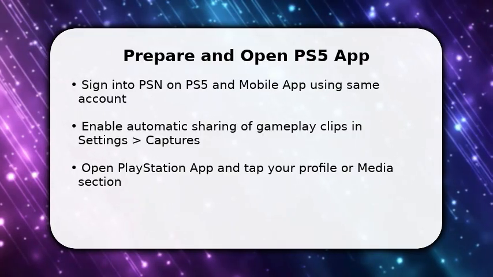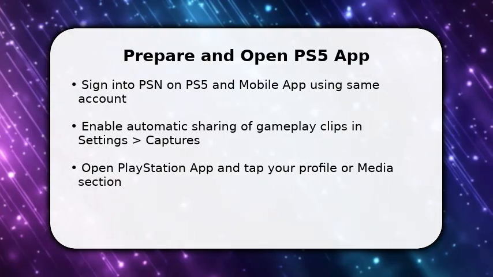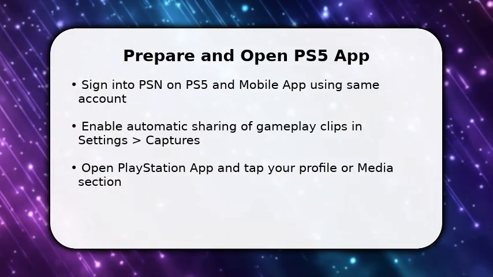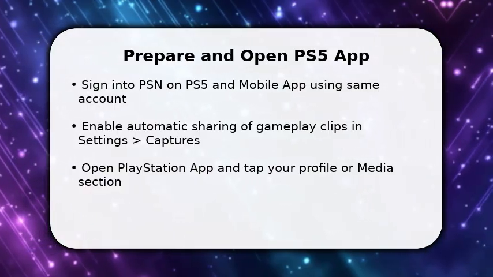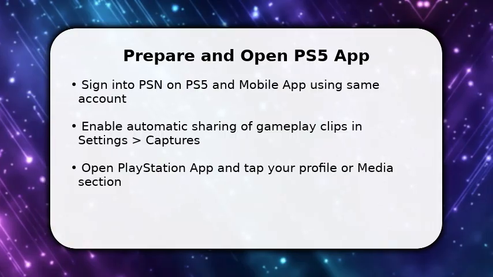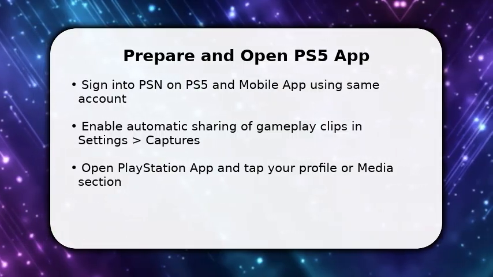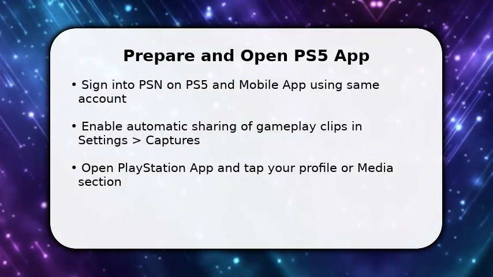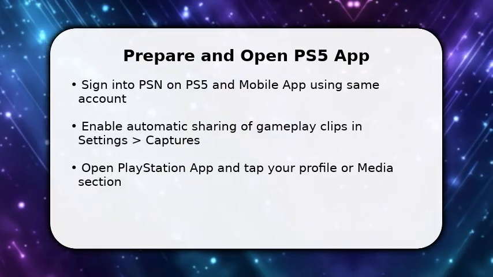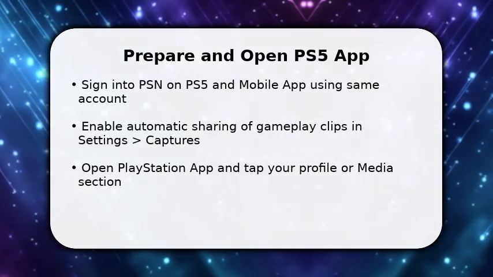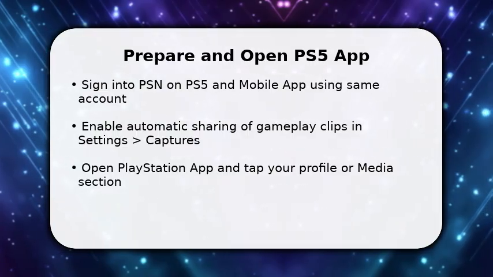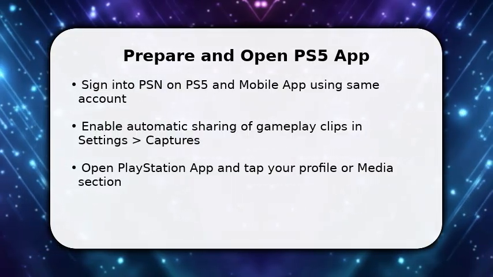You'll start by confirming your PSN account is signed in on both the PS5 and the PlayStation app. This syncs saved captures. Once done, make sure capture sharing is enabled on the console so clips upload. Now open the PlayStation app and tap your profile or the Media tab to access captures. You're initiating the transfer and view pipeline here, so double-check network connectivity. If the app can't reach your console, clips won't appear yet.